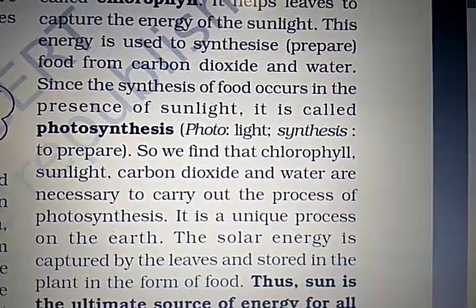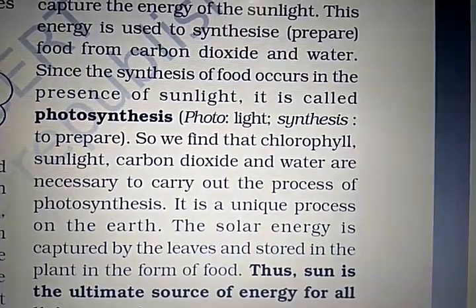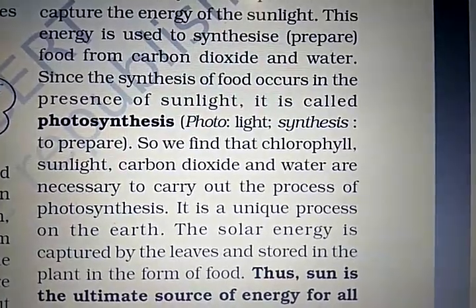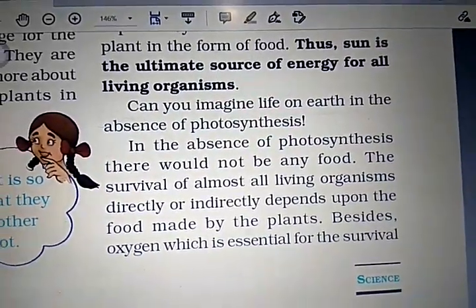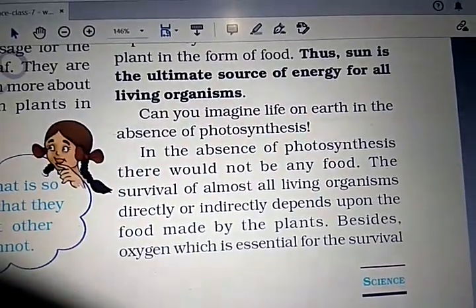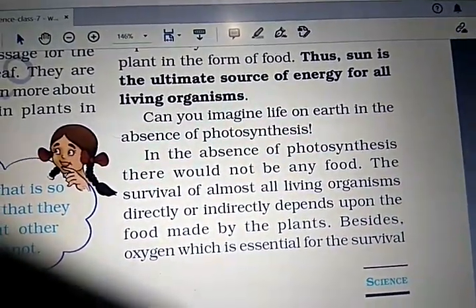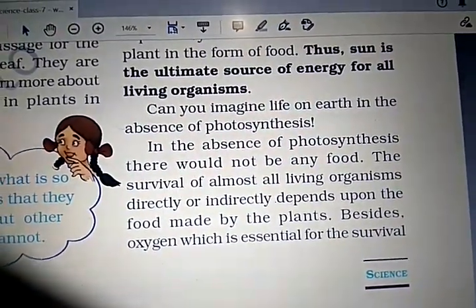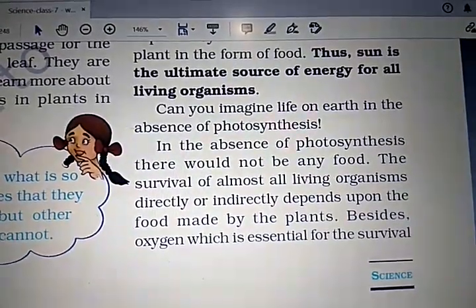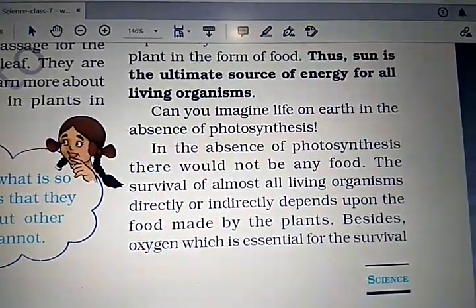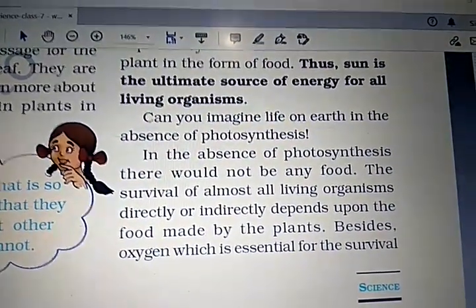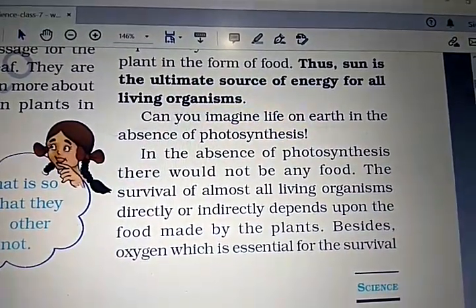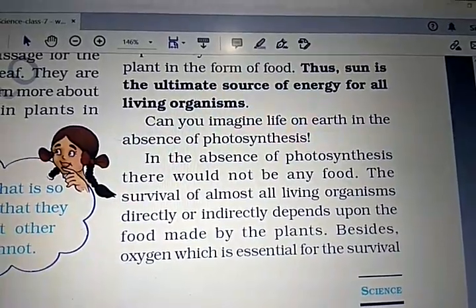So it is a unique process on the earth. The solar energy is captured by the leaves and stored in the plant in the form of food. Thus, the sun is the ultimate source of energy for all living organisms. Can you imagine life on earth in the absence of photosynthesis? Is it possible? No, right? So the sun is the main source of energy. If the sun is not there, nothing is there.